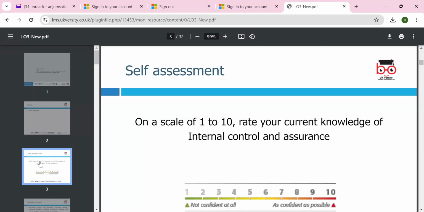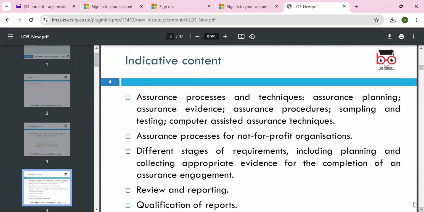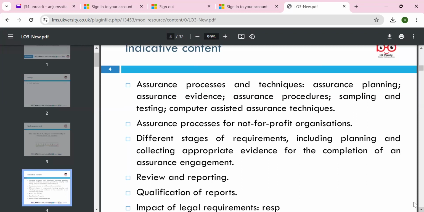So it is always good to reflect on what we already know about internal control and assurance. We know control means corrective action. Assurance means giving assurance that there is no scam, though not absolute, and that there will not be any going concern issues, because the business will carry on as normal for at least the next 12 months. The assurance process covers techniques, assurance planning, assurance evidence, assurance procedures, and sampling. Sampling is a small proportion of the total population, and in audit we do sampling and give assurance.